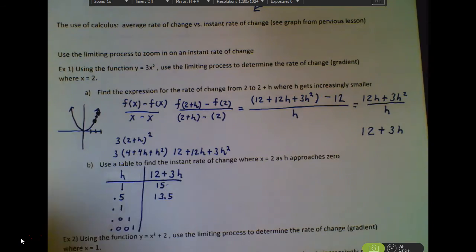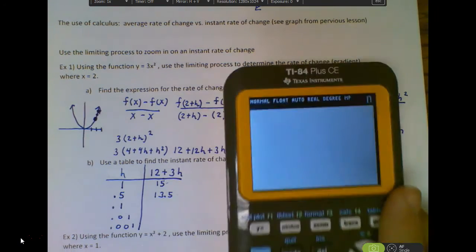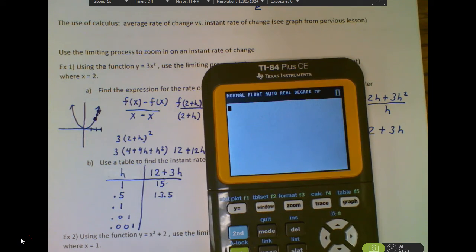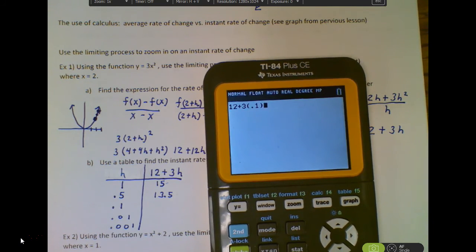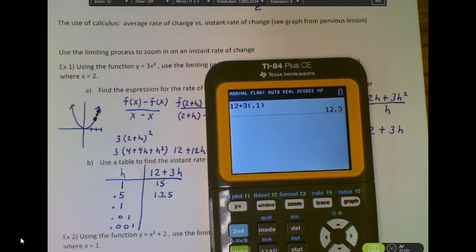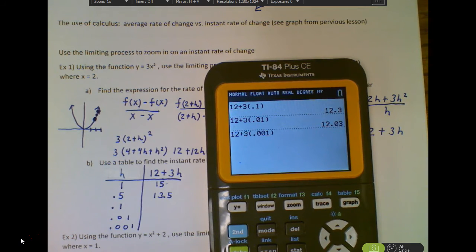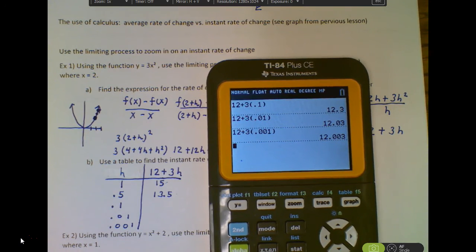And so let's punch in a few of those so we can see those values. If I plugged in the 0.1, so 12 plus 3 times 0.1, I'm going to get this. If I plug in 0.01, I get this. As I plug in an even smaller value for h, you can see what's happening on the results here.